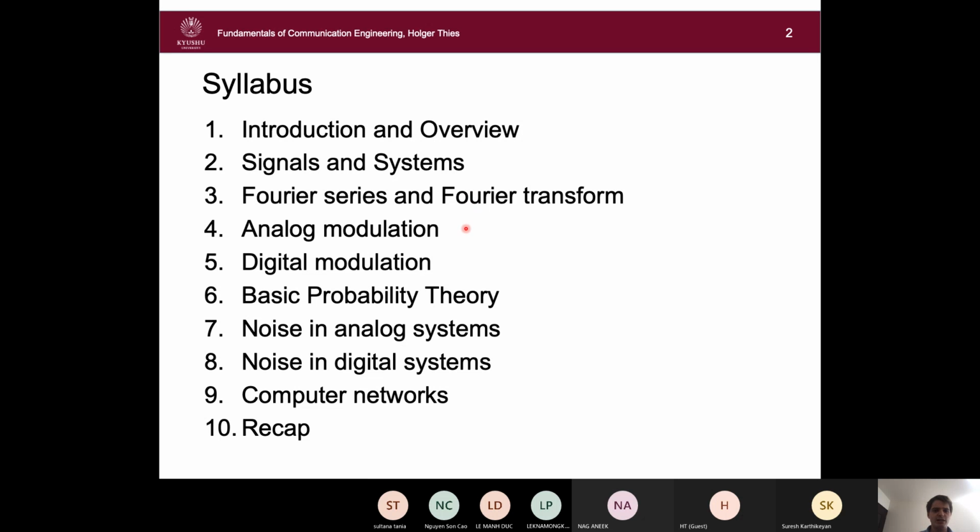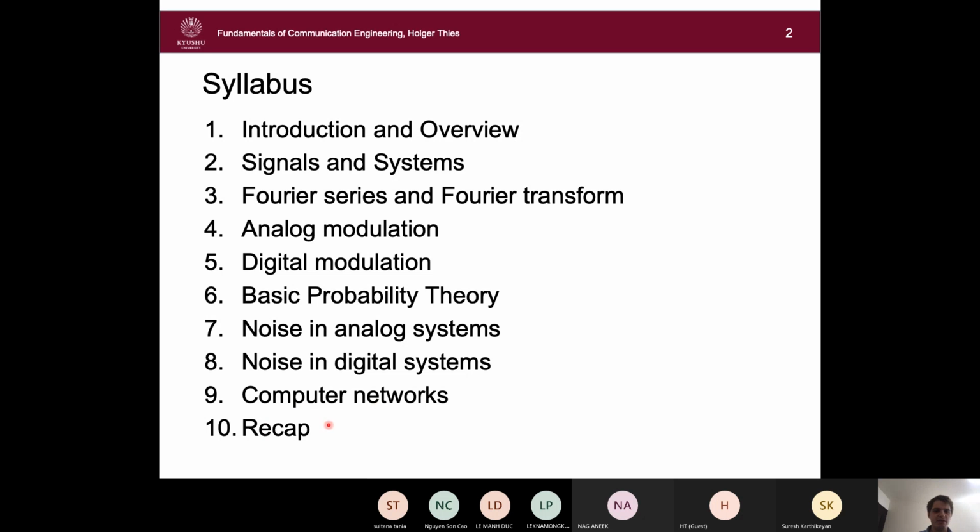Then we will have a lecture or 2 about analog modulation, 1 about digital modulation. And then we want to talk a little bit about noise in such systems, so we need a little bit of probability theory. So there will be 1 lecture which will just be a repetition, or a basic introduction to probability theory. And then there will be 2 lectures about noise, 1 in analog systems, 1 in digital systems. And then the rest of the class will be about the topic of computer networks. That will be 3 or 4 lectures.